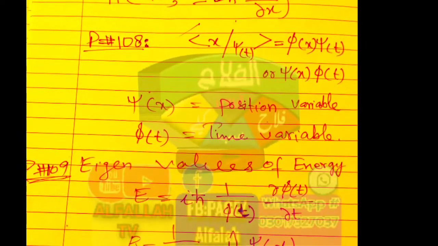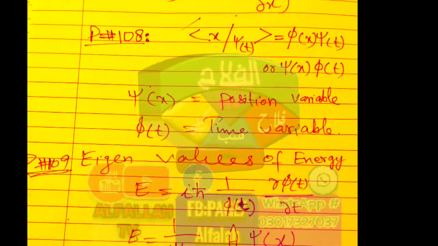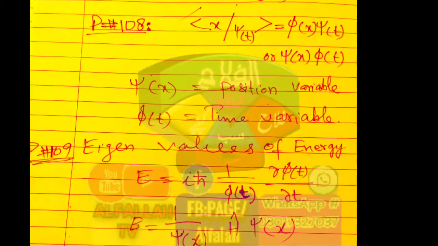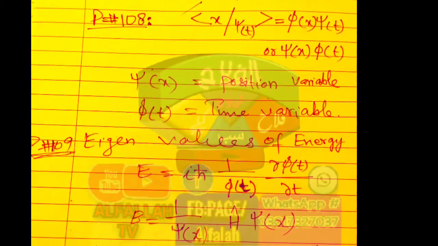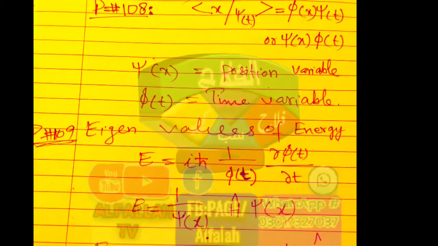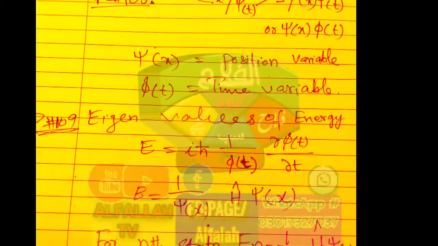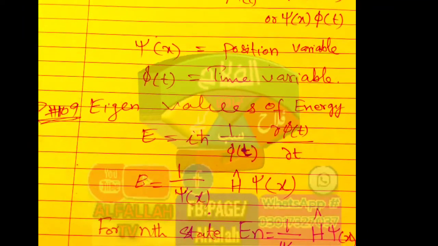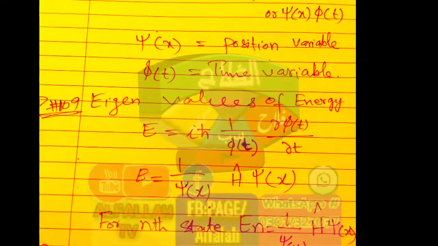Point number 108, ⟨x|ψ(t)⟩ = φ(x)ψ(t), or ψ(x)φ(t). This is called expectation value. ψ(x) is equal to the position variable and φ(t) is equal to the time variable. Point number 109, eigenvalue of energy is given by E = iħ × 1/φ(t) × ∂φ(t)/∂t.